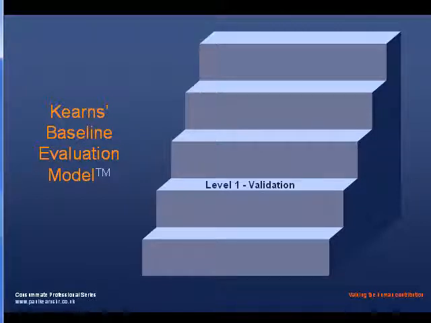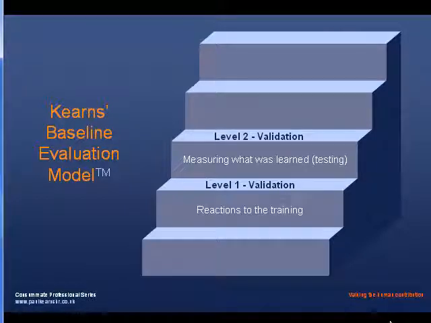You're probably used to something called the 4-level model, which was developed by Donald Kirkpatrick many, many years ago. And that starts with level 1, which I call validation. And validation, all it does really is check reactions to whatever training intervention has happened. Most people call these happy sheets or smile sheets, and they don't really tell you much more than that. If we move up a step to level 2, level 2 is really the testing level. You're trying to establish what the trainees actually learned. So this is normally a knowledge test, although it can be a skills test as well.